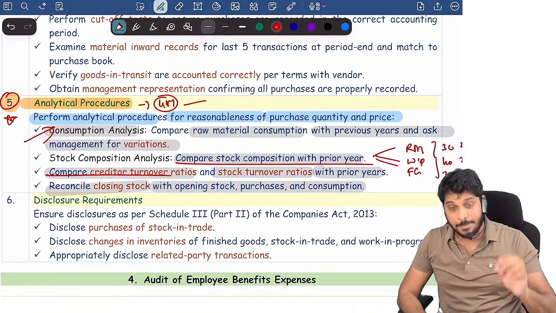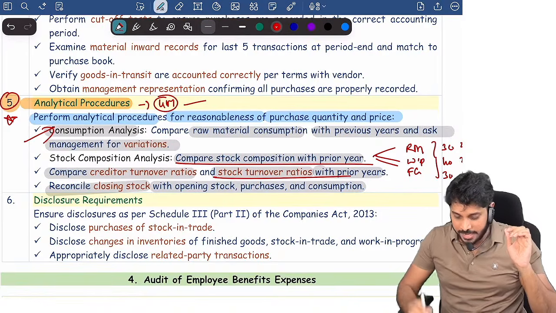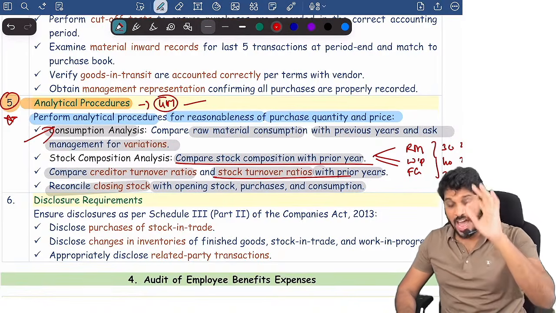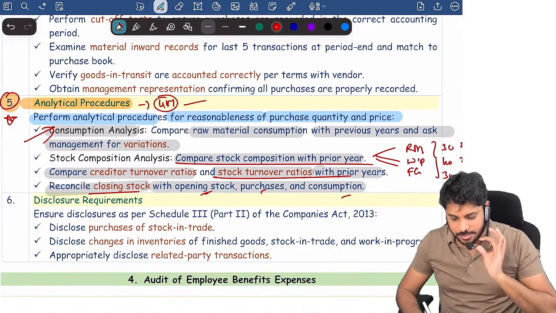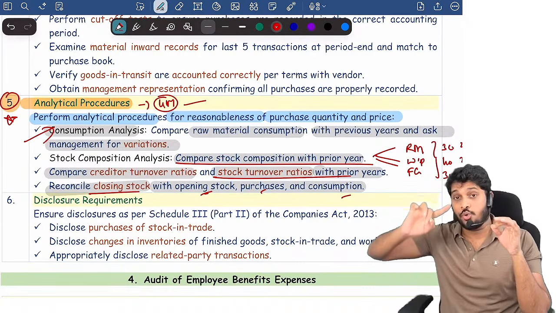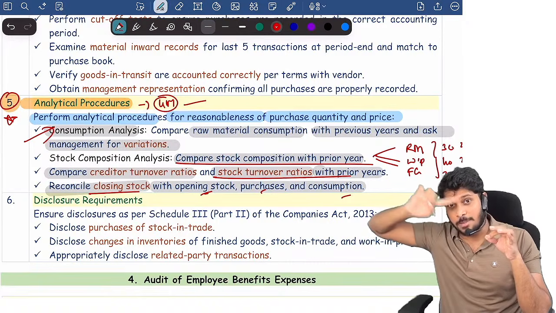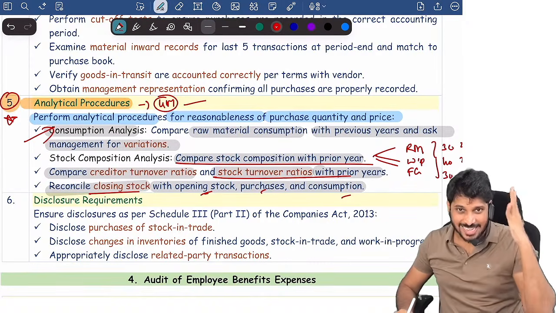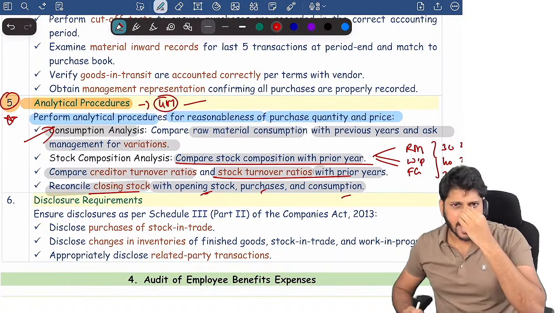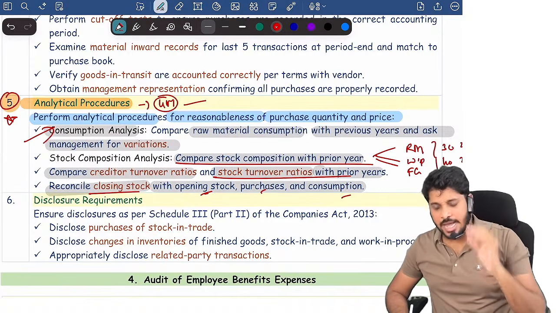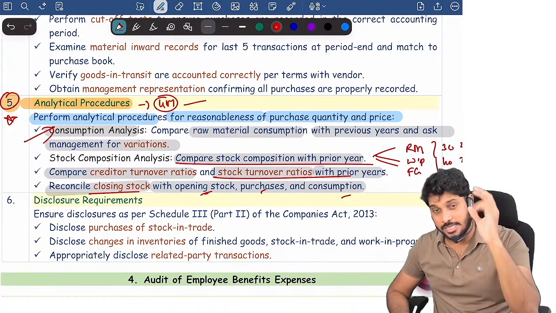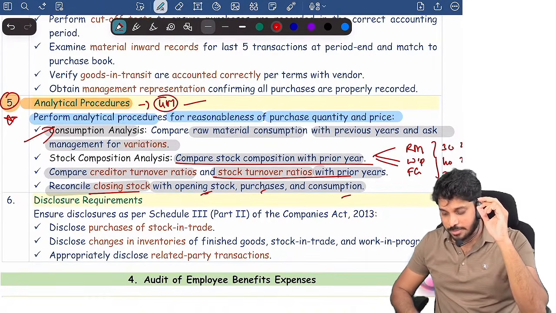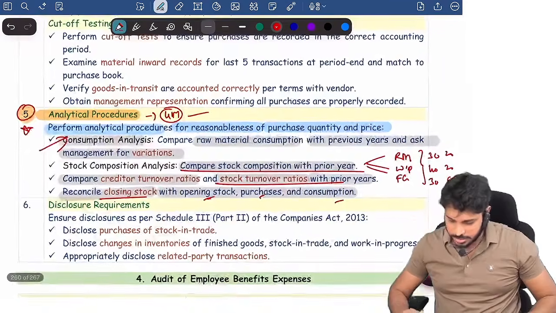And then I will compare creditor turnover ratio and stock turnover ratio. I will do reconciliation of closing stock with opening stock, purchases and consumption, so whether closing stock is correctly arrived or not. Remember, these 3 items, purchases, sales, inventory, are interlinked, guys. Analytical procedure points will sometimes be similar. That's it.